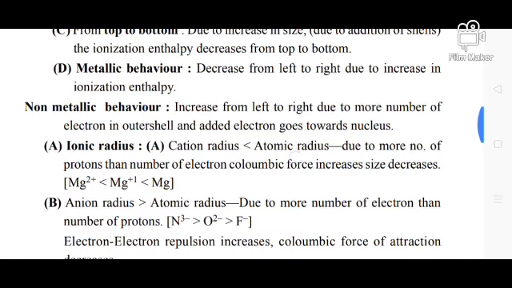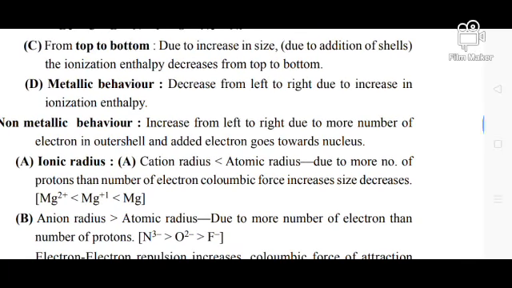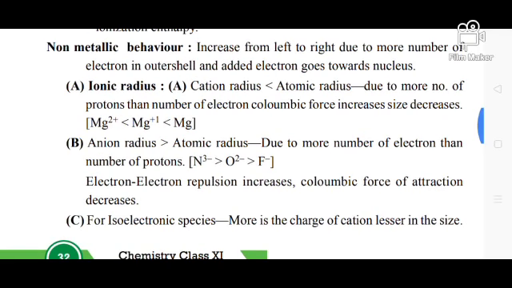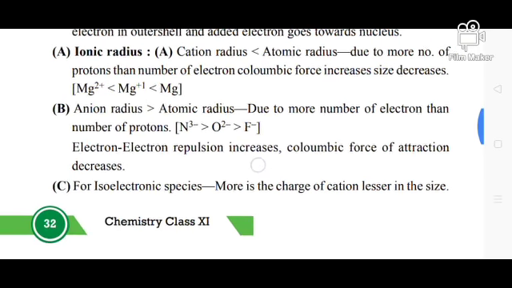After that, the metallic behavior. It decreases from left to right due to the increase in ionization enthalpy; the atom's metallic behavior also decreases. After that, the ionic radius. So what is ionic radius?